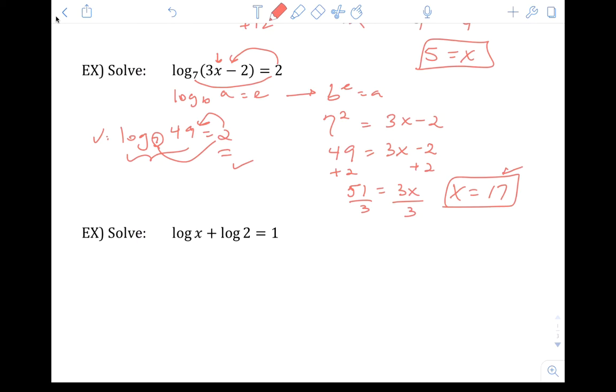Remember, if it doesn't check out, that's the word extraneous. You can have extraneous solutions. We'll cross that bridge when we come to it. We're not quite ready for that yet. That'll probably be next lesson.